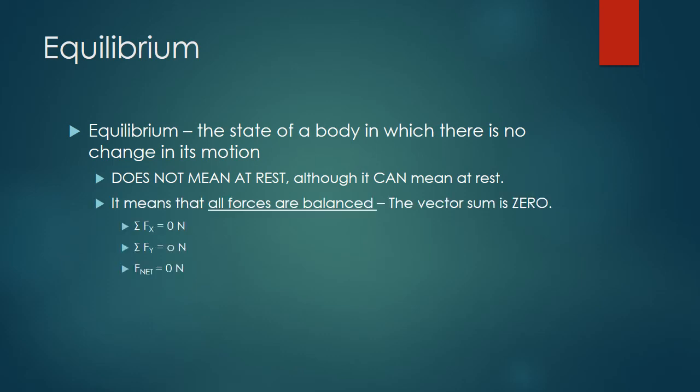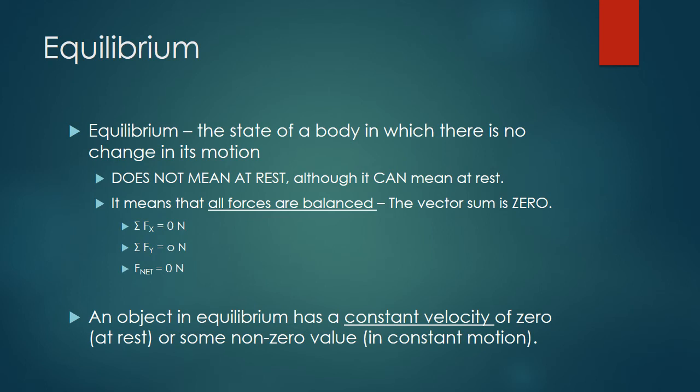And if something is at equilibrium, it means that all forces are balanced. The vector sum is 0. So the sum of the forces in x is 0, the sum of the forces in y is 0, the sum of the forces in z is 0. And we won't really talk about z yet, but there you go. And the net force is 0. So an object in equilibrium has a constant velocity. It's really important to know that constant velocity can mean 0 velocity. It can also mean some non-zero velocity, which is a constant velocity.